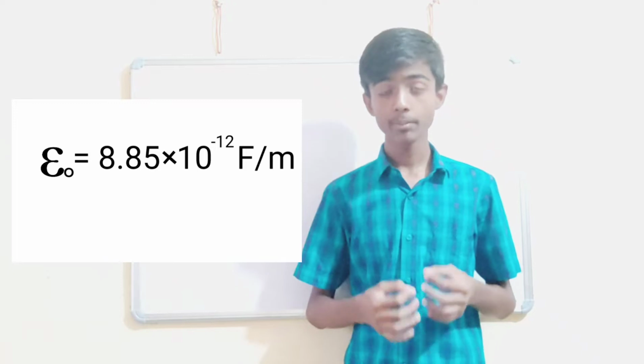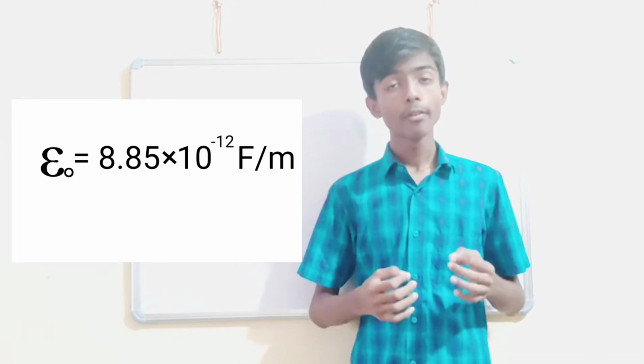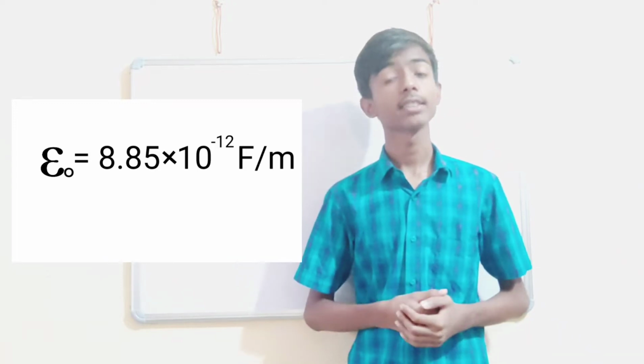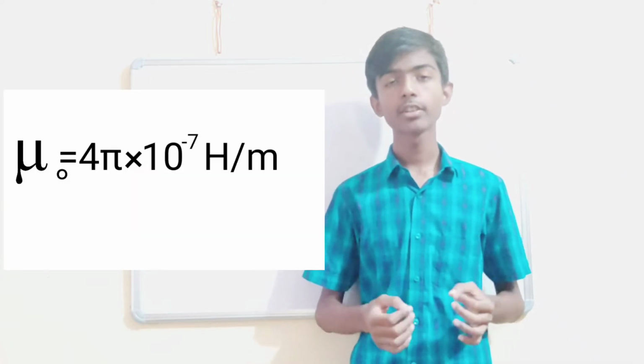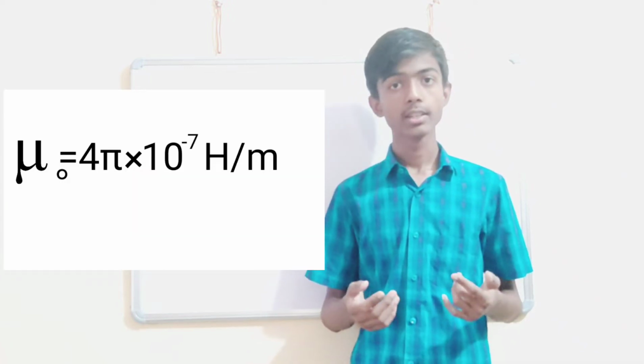The value of epsilon naught is 8.85 times 10 to the power negative 12 farads per meter, where farad is the SI unit of electrical capacitance, and the value of mu naught is 4 pi times 10 to the power negative 7 henry per meter, where henry is the SI unit of inductance.